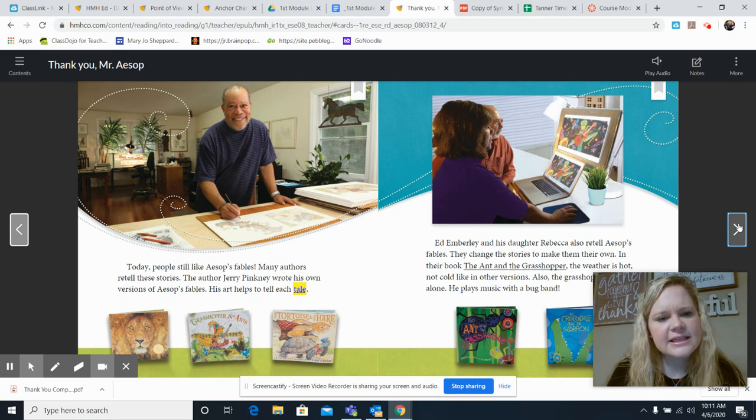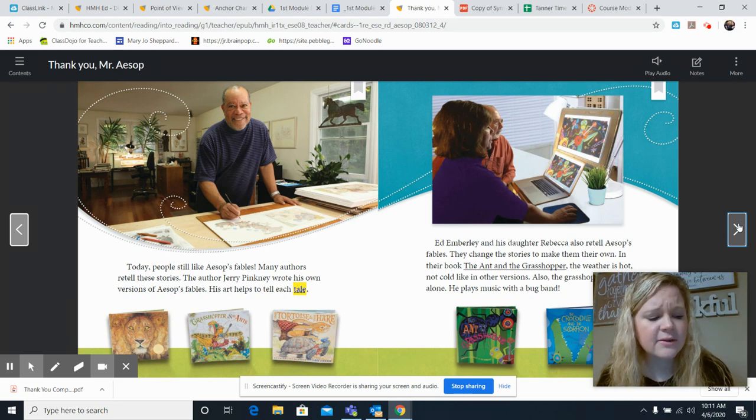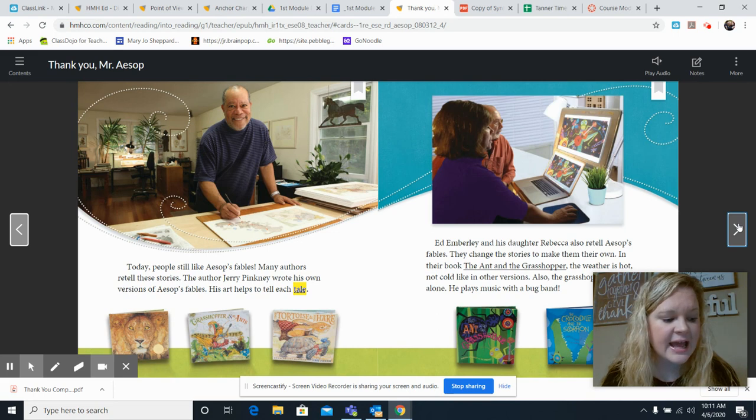And let's synthesize on this page. So authors are still telling Aesop's fables today. Jerry Pinkney is one of them. I know that he uses his art to tell this story. And since people still read Aesop's stories today, I can synthesize that authors write new versions so we can continue to enjoy the stories and learn lessons from them, right? Yeah. Okay, let's take a look at our next page.